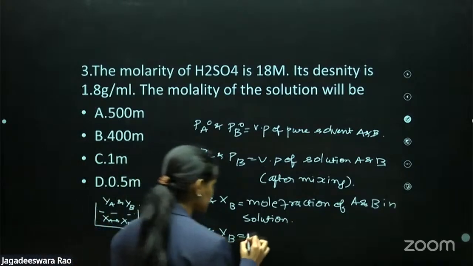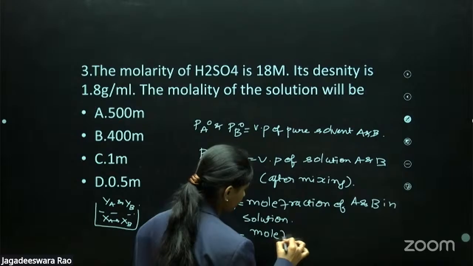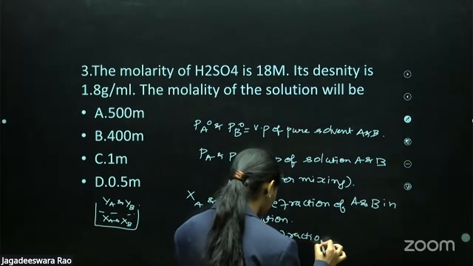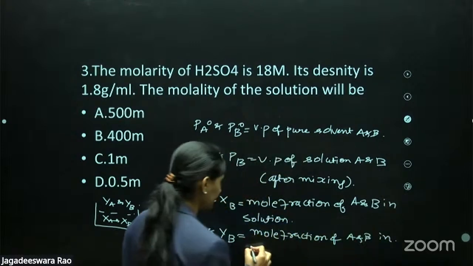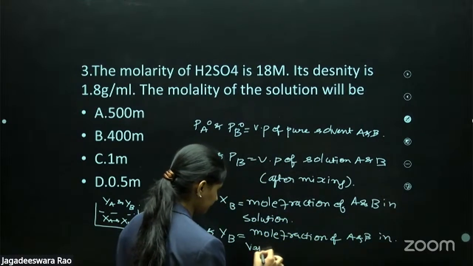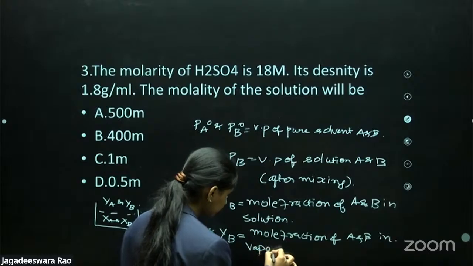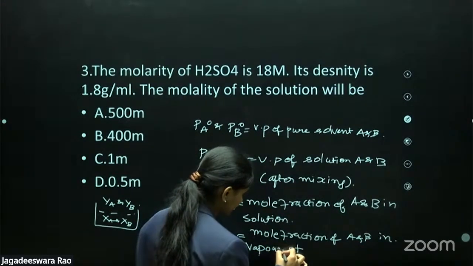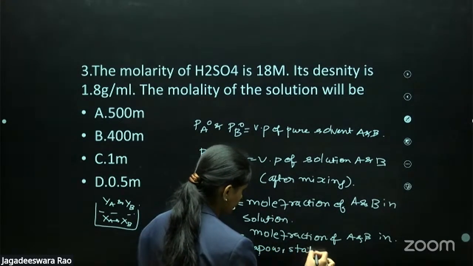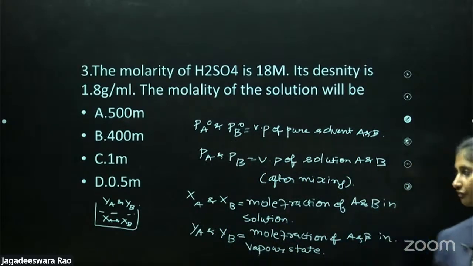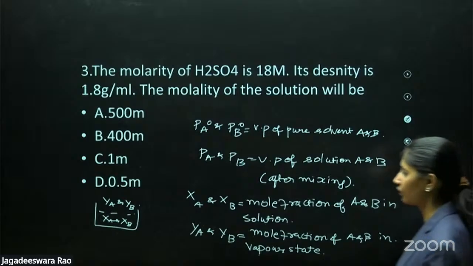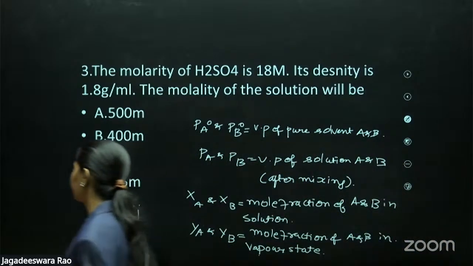So YA and YB is nothing but the mole fraction of A and B in vapor state. Please make a note of this. Now I'll do the question on this. YA and YB is the mole fraction of A and B in vapor state. Whenever they have evaporated from the container, that mole fraction I'll call YA and YB.